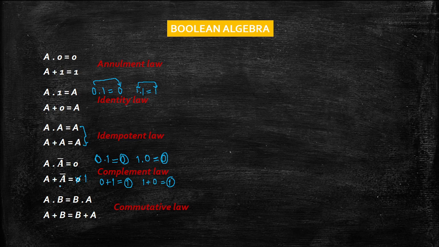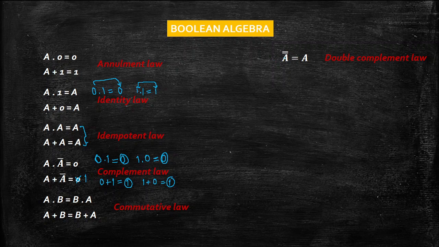The commutative law, you know that very well. It's very easy to remember. A dot B is equal to B dot A, and A plus B is equal to B plus A. Then the double complement law. Yes, this is an important one. Complement of complement of A is equal to A.